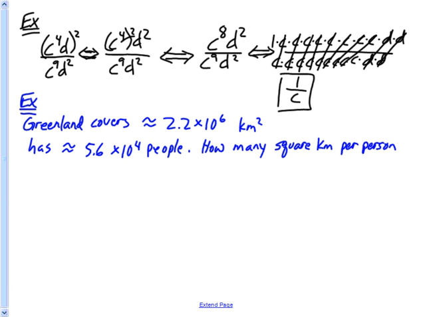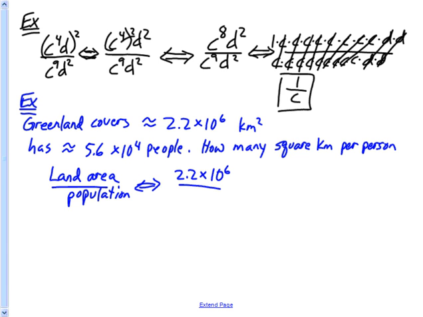Okay, so you want to take a look at this. Well, I got to take my land area, square kilometers per person, divide by the population there. So the land area, divide that by your population. So this becomes, well, my land area here is 2.2 times 10 to the 6. Divide that by the number of people. You have 5.6 times 10 to the fourth. Okay. This is square kilometers. This is number of people.